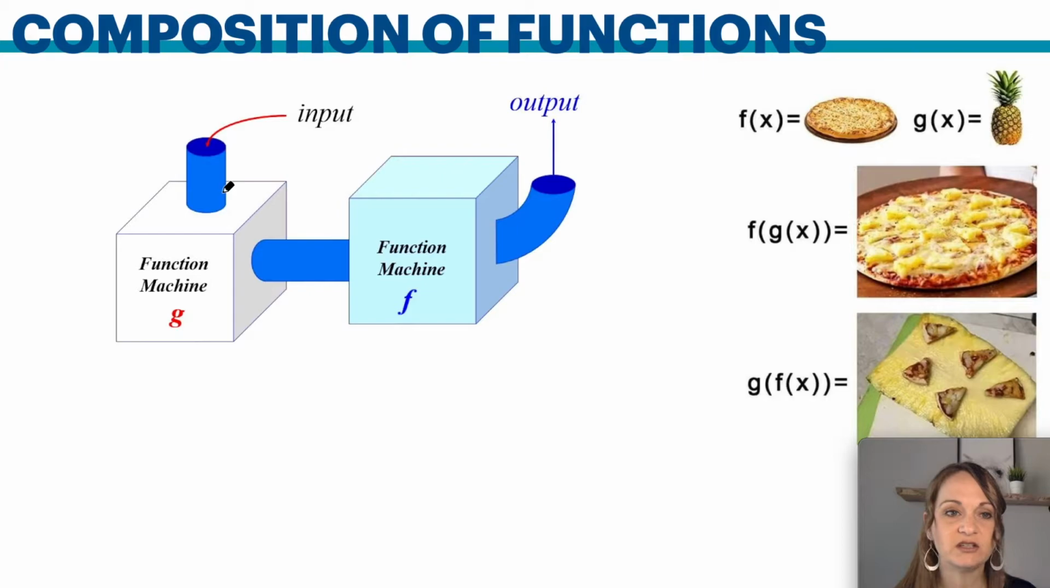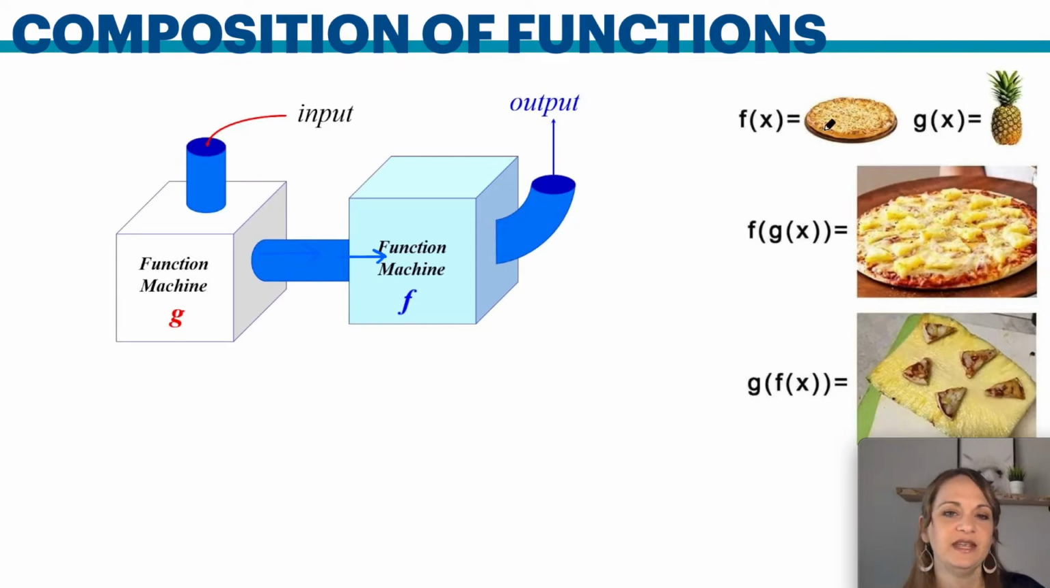Another way to look at this is that you are inputting something into a machine, into g. Whatever comes out of that, the output, is going to become the input into the next function. For example, if you had a pizza function and a pineapple function, and the pineapple went first, you would put the pineapple in the pizza, because the innermost goes first.